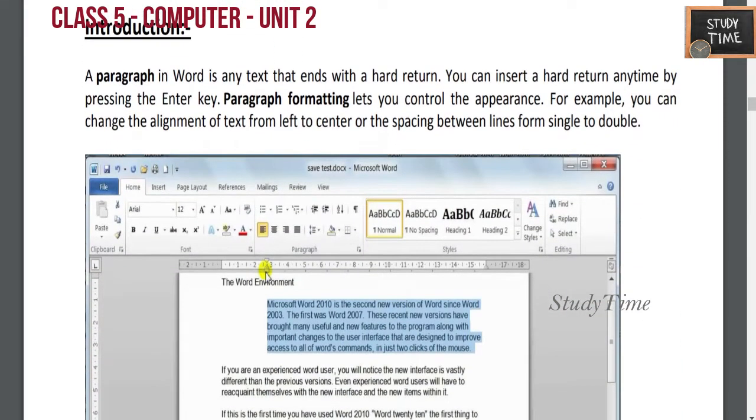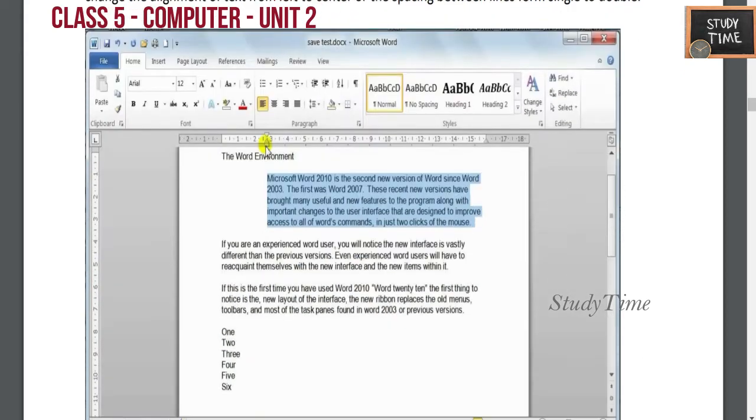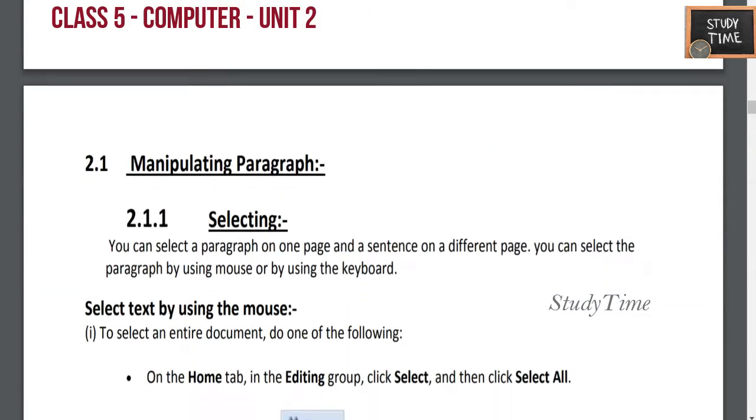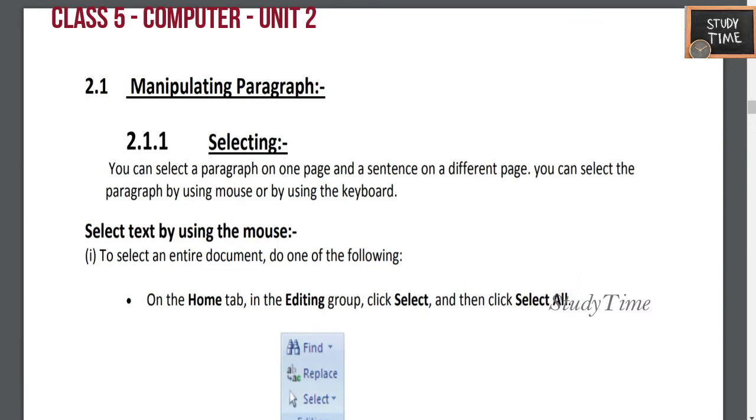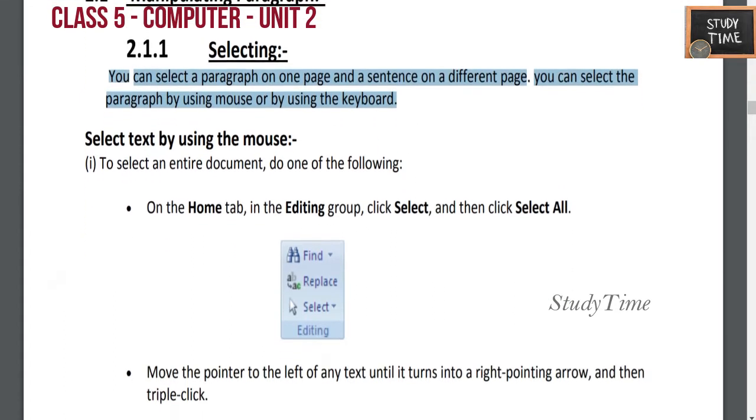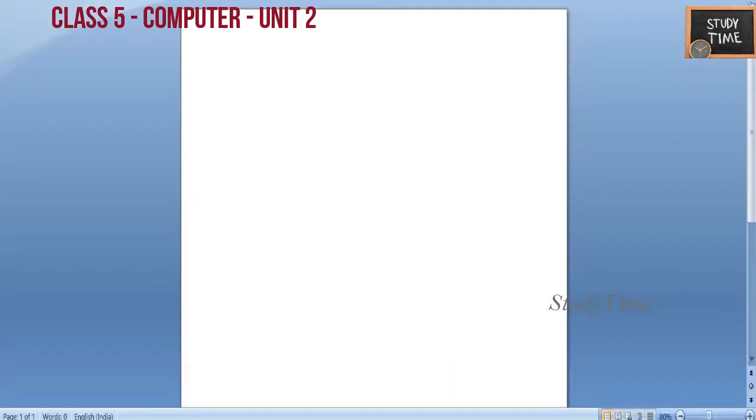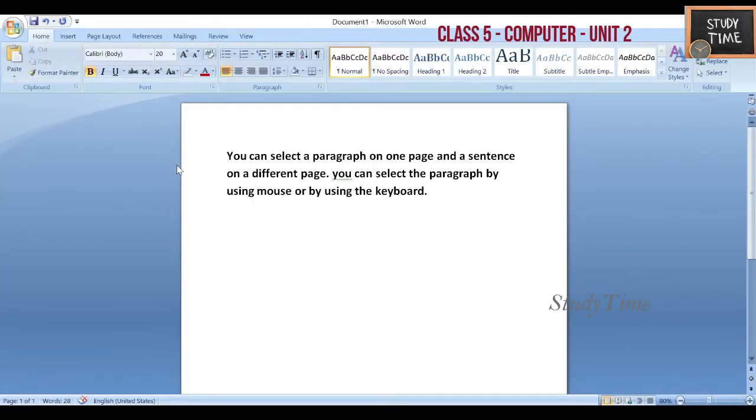First, let us see what a paragraph is. A paragraph in Word is any text that ends with a hard return. You can insert a hard return anytime by pressing the Enter key. Page formatting lets you control the appearance. See here, you can see the paragraph. I'm going to select one paragraph here and show you how to select a paragraph. So let me go to MS Word. See, this is a paragraph.